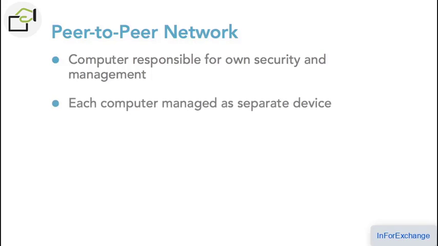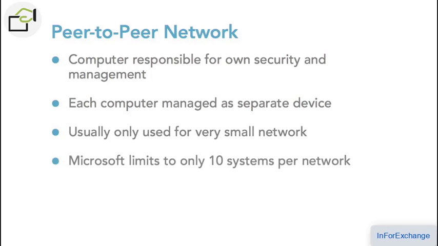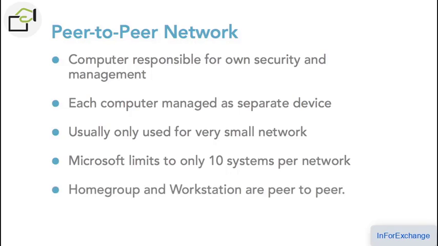Basically, each computer is managed as a separate device, and therefore the management is built around individual computers. Normally, this model will only be found on very small networks. In the case of Microsoft operating systems, if you set up a peer-to-peer network, Microsoft will limit the number of peer-to-peer systems on that network to 10 systems. HomeGroups and workgroups in some of the more recent versions of Windows Professional and Windows operating systems are designed to make it easier to configure a peer-to-peer network in a home environment or very small business environment.